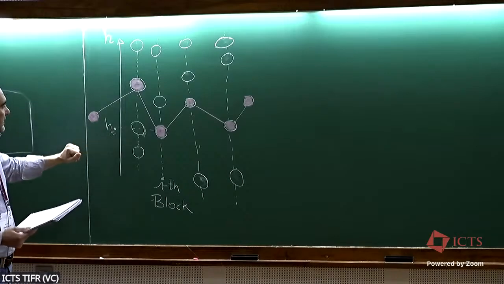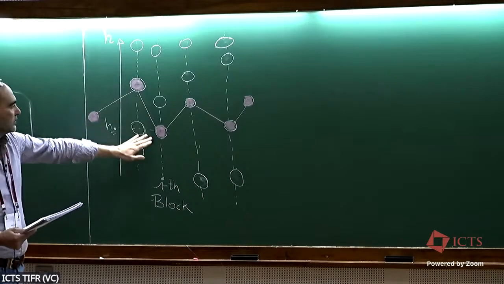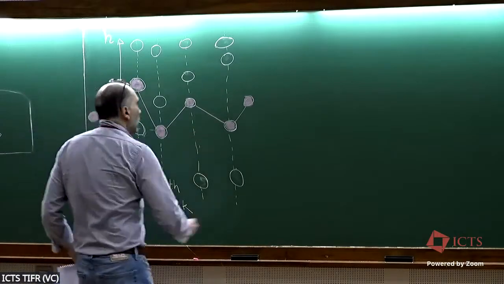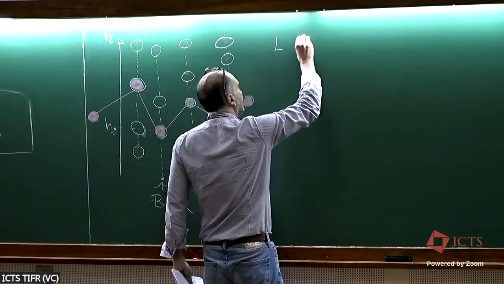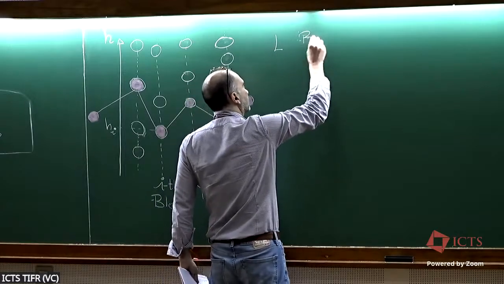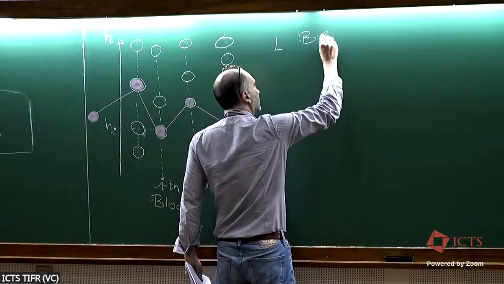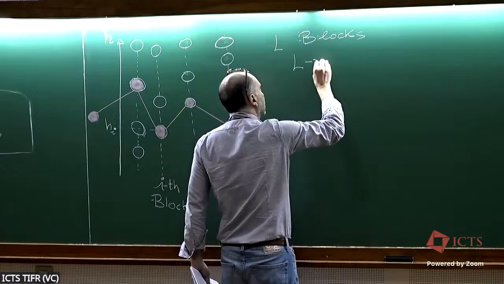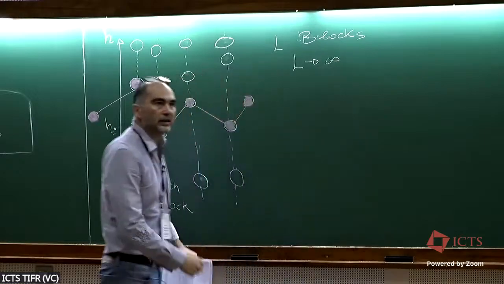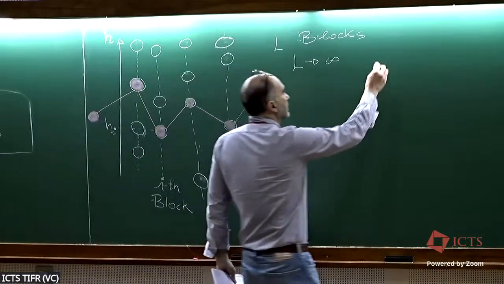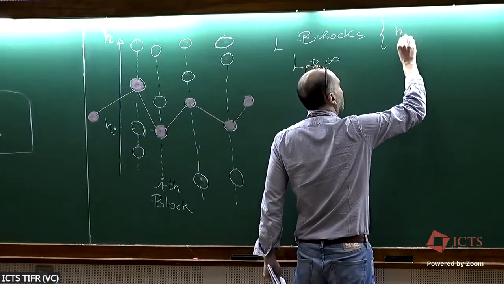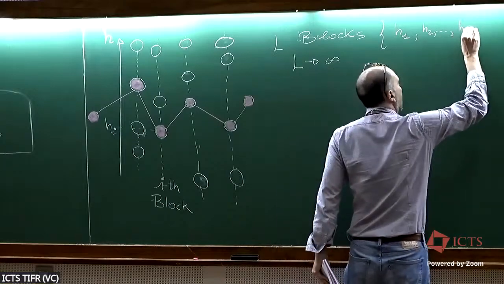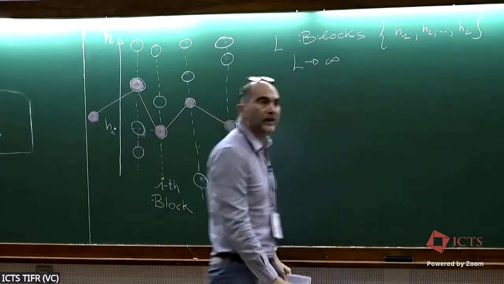These are 1, 2, 3, 4, 5, 6 blocks. In general, we will have L blocks, and we are interested in the limit L goes to infinity, a large number of blocks. They are characterized by a height H1, H2, ..., HL, which is now discrete.